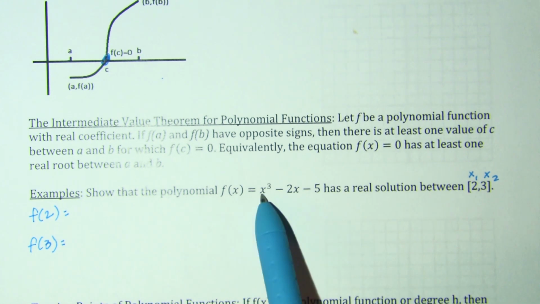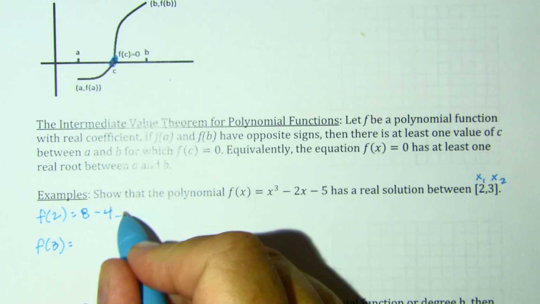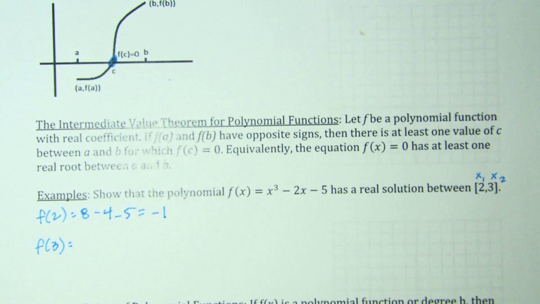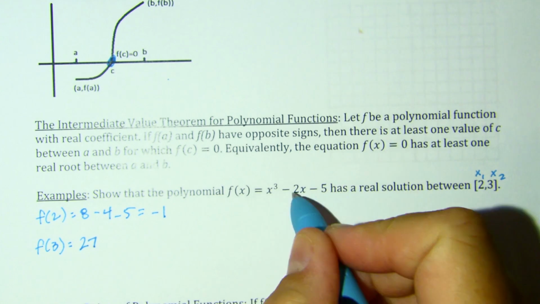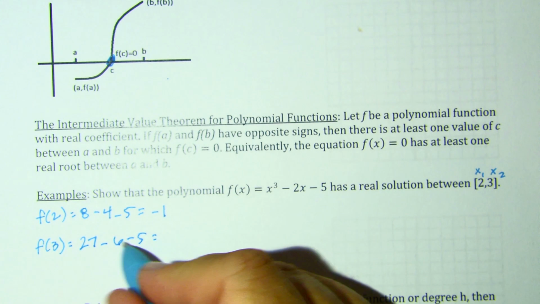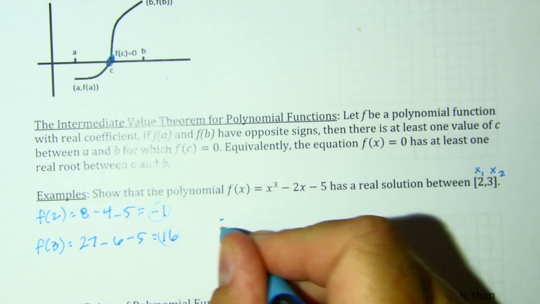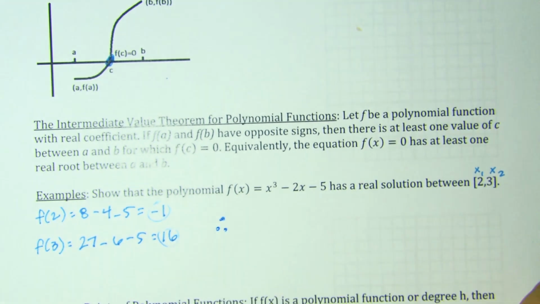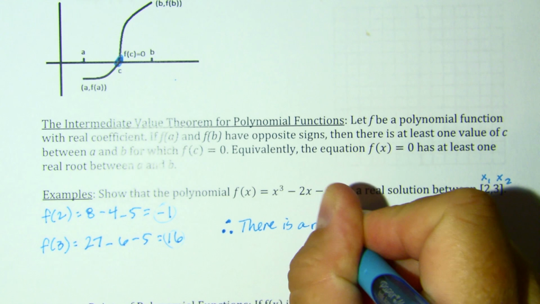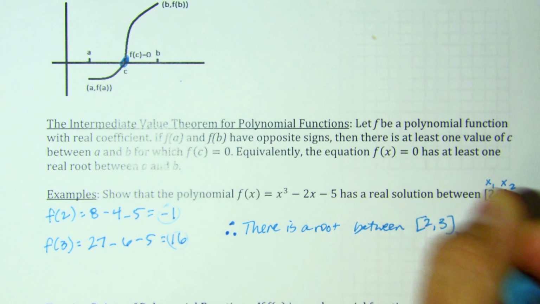So plugging in 2, 2 cubed is 8, minus 2 times 2 would be 4, minus 5. 8 minus 4 minus 5 is negative 1. So we got a negative value. Plugging in 3, 3 cubed is 27. 2 times 3 is 6, and then minus 5. And 27 minus 6 minus 5 is 16. So we have a negative value and a positive value, therefore, and these 3 little dots here mean therefore, there is a root between 2 and 3. Okay.